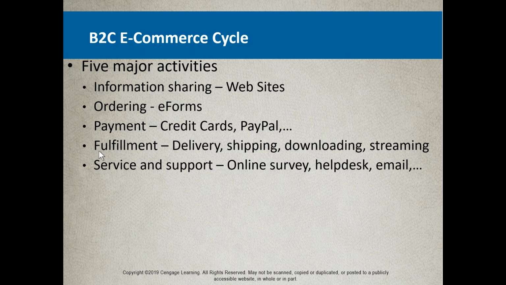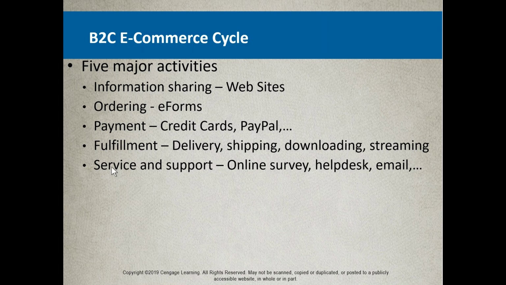All right, the next one is fulfillment. Fulfillment means the logistic portion where you deliver the product. You're going to either ship it, download it, stream it, whatever you've purchased, you're going to have to provide that to the customer. That is the 4th of the 5 major activities: giving the customer the product.